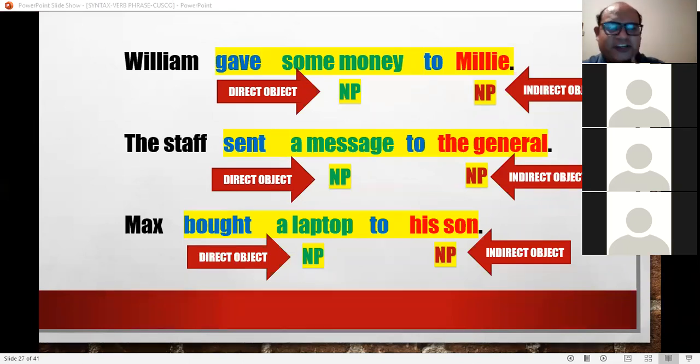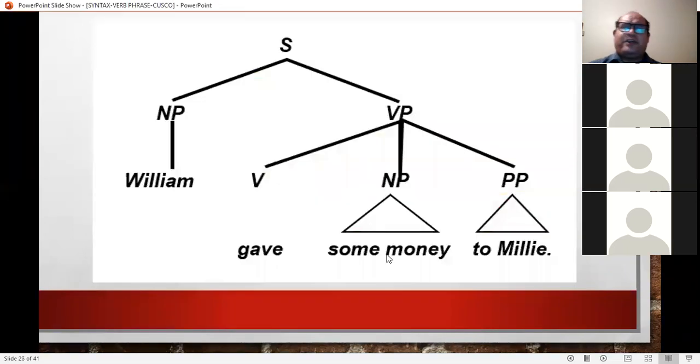Okay, all right, Monica. That's good, all right? So here we have this. Notice, now you have William gave some money to Millie. So William is the noun phrase. The verb phrase is composed by three parts. One lexical verb that is gave, remember the name, lexical verb that is gave, and this is the transitive verb, right? Some money, the first noun phrase, and to Millie, notice here.